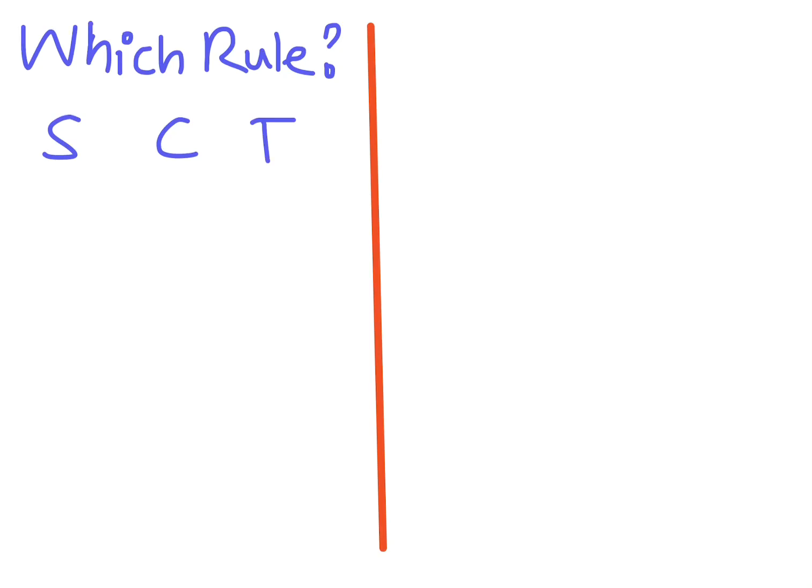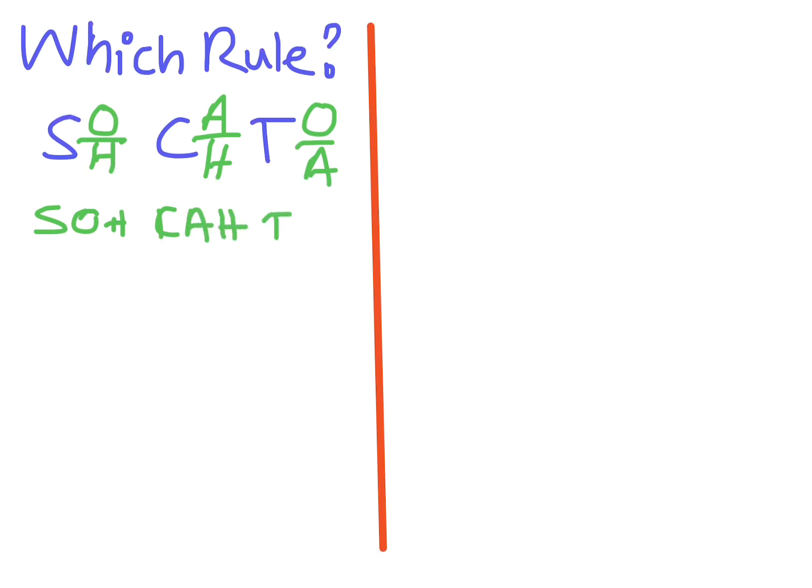I'm just going to run through how you work out which rule it is, and then how you know whether to multiply or divide. So sine is opposite on hypotenuse, cos is adjacent on hypotenuse, and tan is opposite on adjacent. So it's SOH, CAH, TOA.